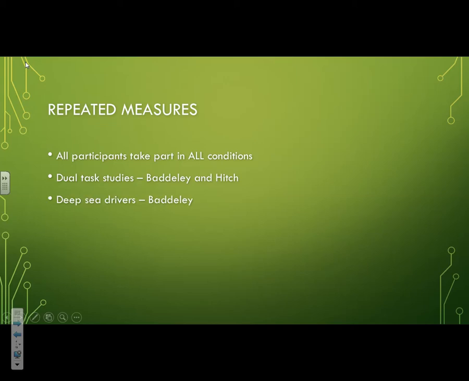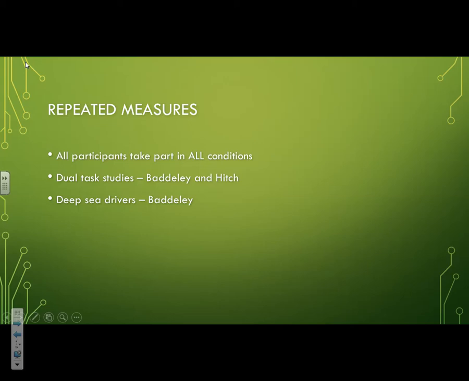Same with the deep sea divers. In Baddeley, I spoke about context-dependent learning. The deep sea divers went in under the water. They learnt the list of words. They recalled the list of words underwater, and they also recalled them above water. So underwater and above water, they took part in all of the conditions.